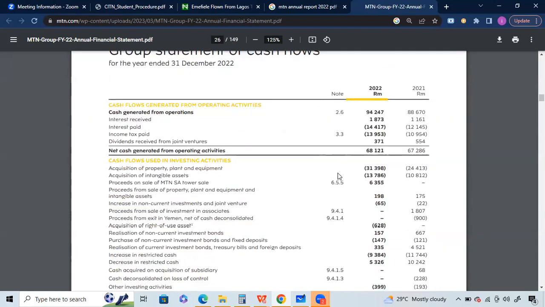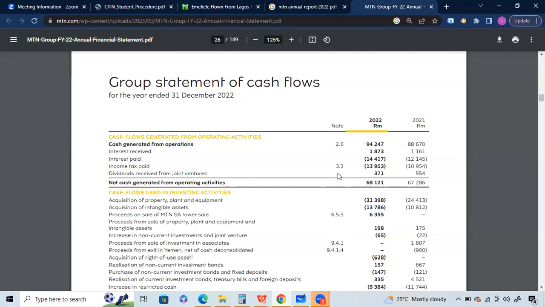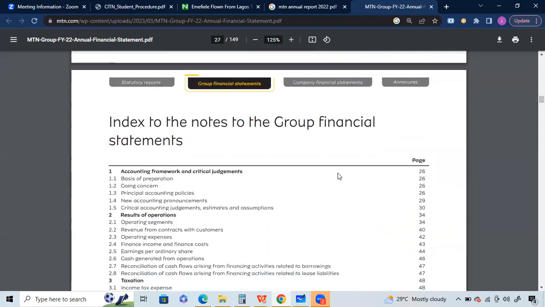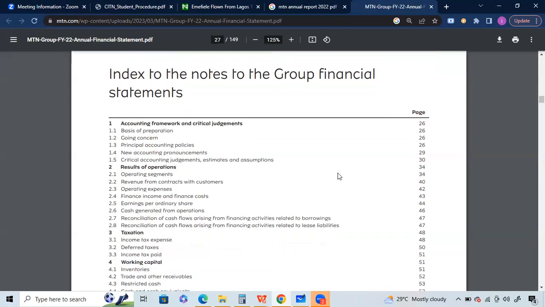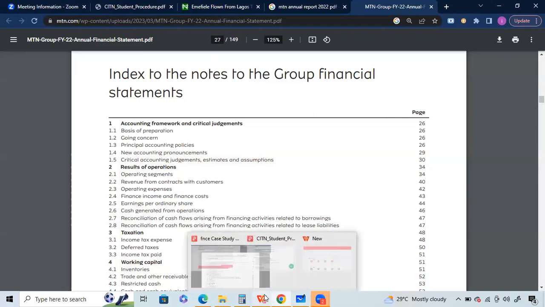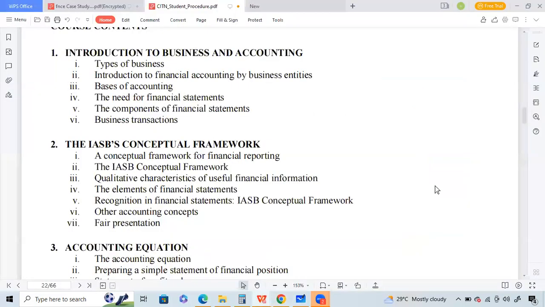Then the fourth one now will be the statement of cash flow. Then the fifth one now will be the note to the accounts. This is the fifth one, which is what we call note to the accounts. Okay, so these are the five components of financial statements, and we are going to be looking at each of these one after the other as the class is moving on.